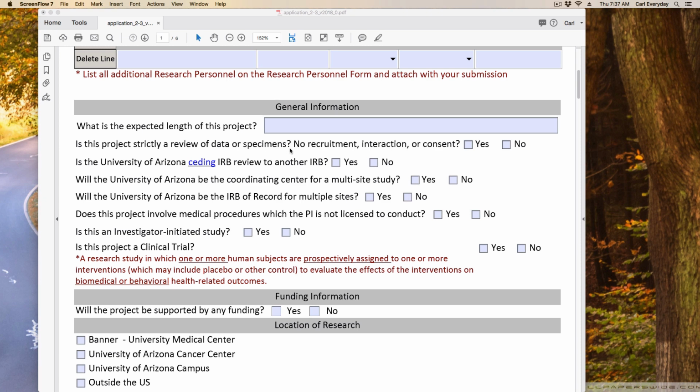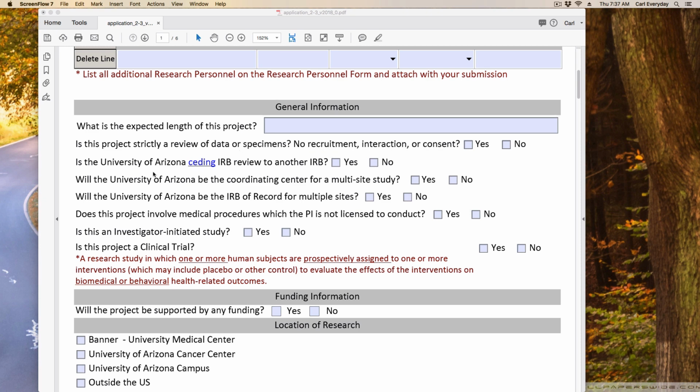So, is the project strictly a review of data or specimens? No, you're working with real people. So you would say no. But you would be doing recruitment, interaction, and gaining consent from individuals.